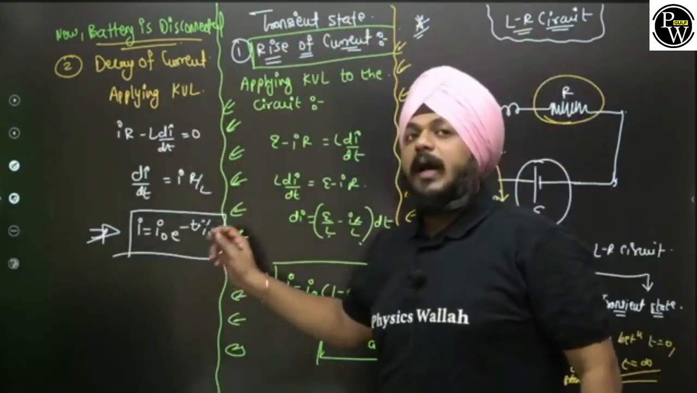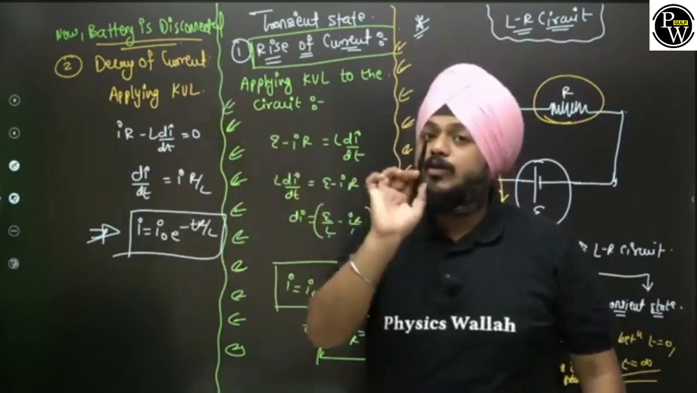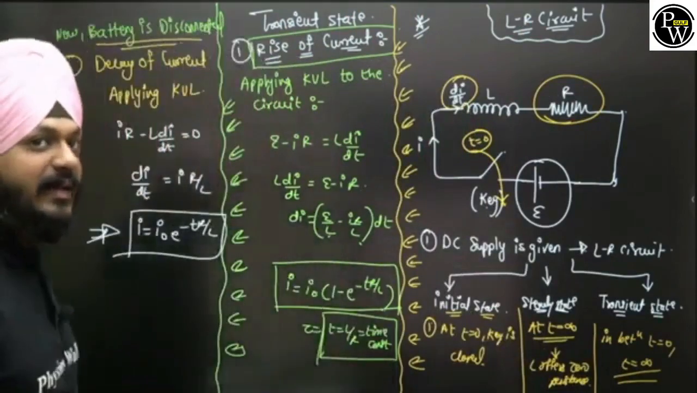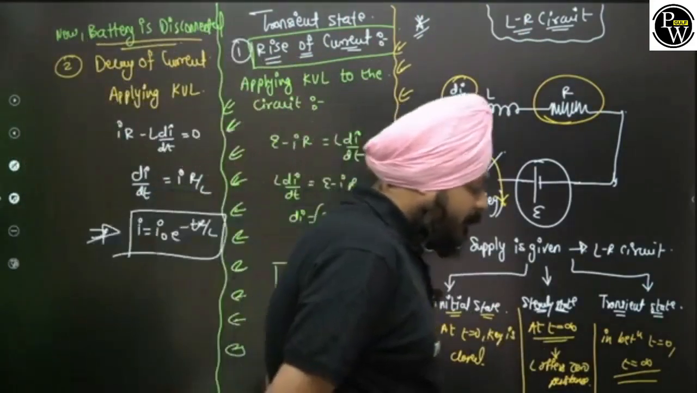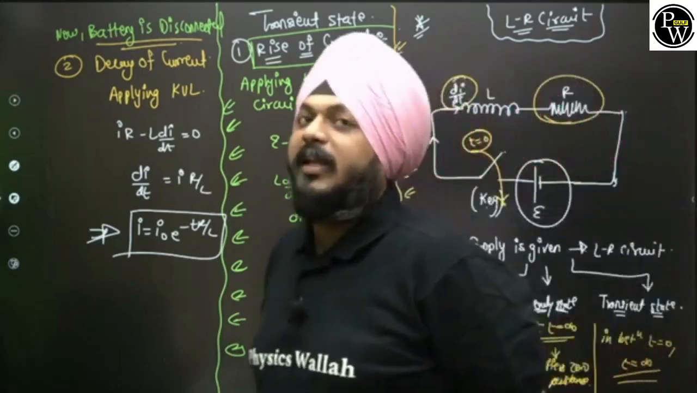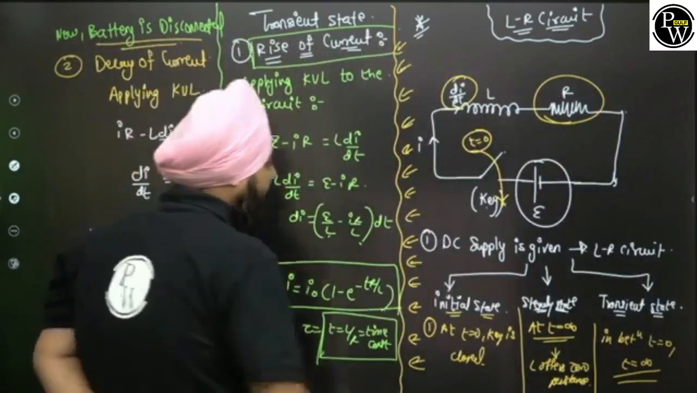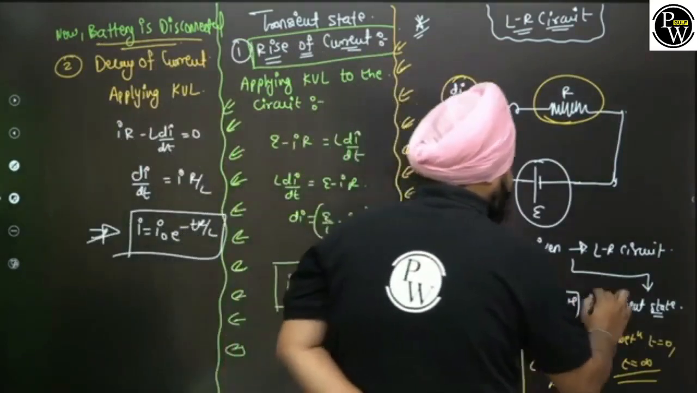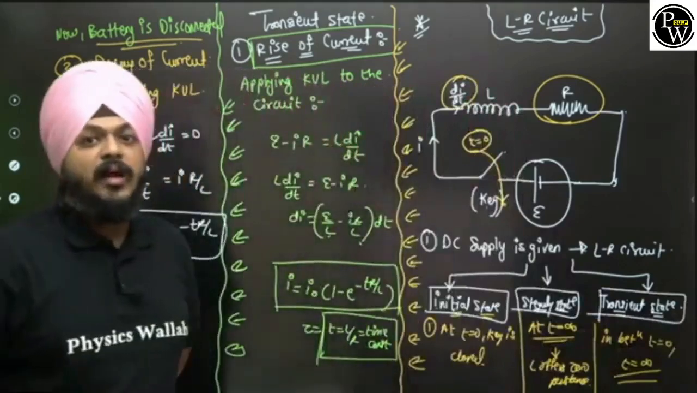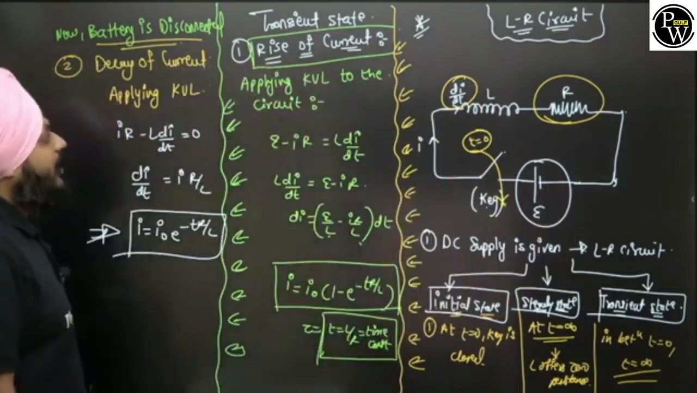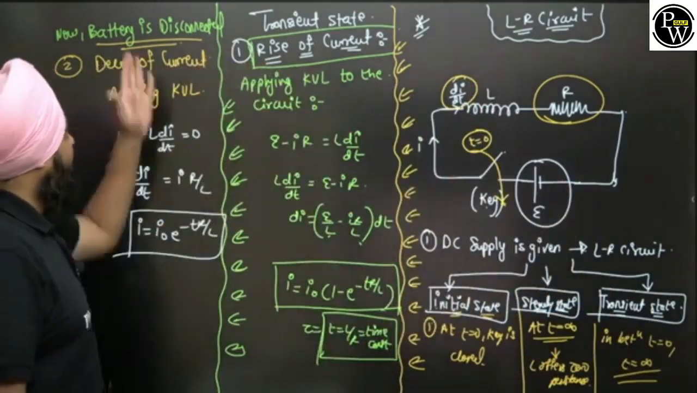For the decay of the current, it is compulsory that the battery should be disconnected. This is the most important stuff that we have seen. This is what the LR circuit is all about. It only depends on three stages. The first one is the initial stage, the second one is the steady state, and the third is the transient state. Whatever is going on is in the transient state only: rise of the current, decay of the current.